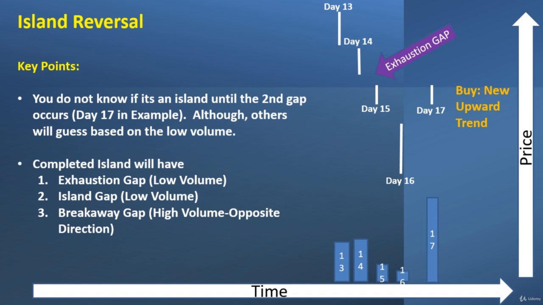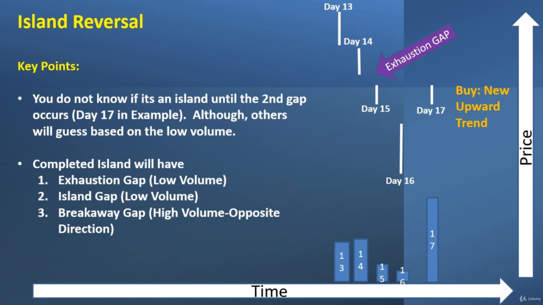Others will guess based on the volume. Like if it's a low volume, they might say, oh, on day 16 our volume was low, and then we're going to guess and say that's an island reversal. And that's not a bad guess, actually, but to be a true island reversal, you're going to need that day 17 in this example. See, there's high volume there that really establishes that, yes, things have changed. There's a definite change, and now a new trend is forming.